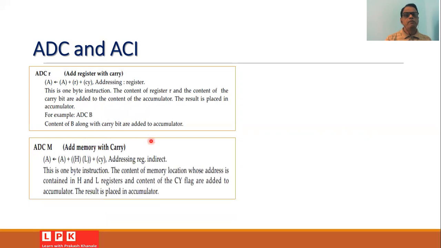Now, whenever we want to add the memory with carry, then this instruction is used, ADC M, where the content of the memory location whose address is contained in the HL pair and the content of the carry flag are added into the accumulator, and the result is also stored in the accumulator. So this instruction is also a 1-byte instruction which makes use of register indirect addressing.